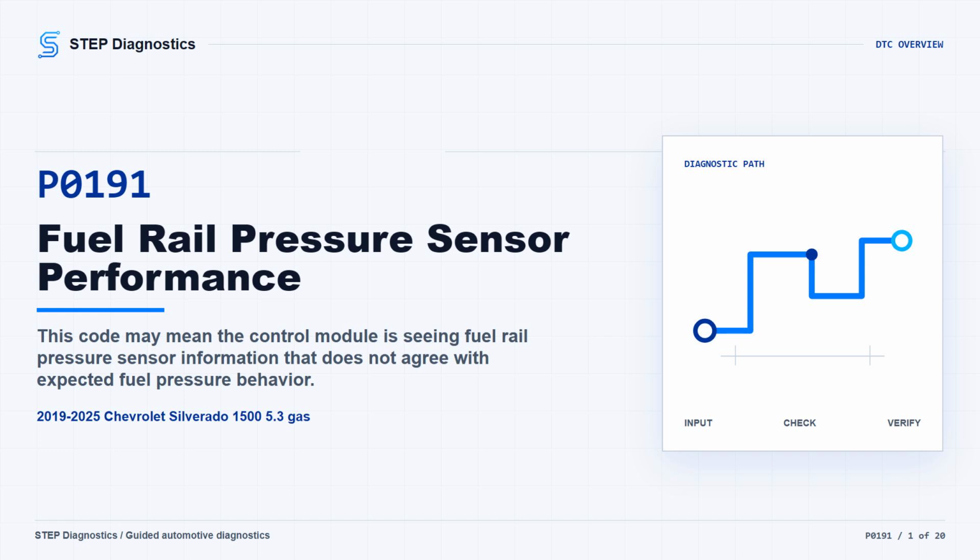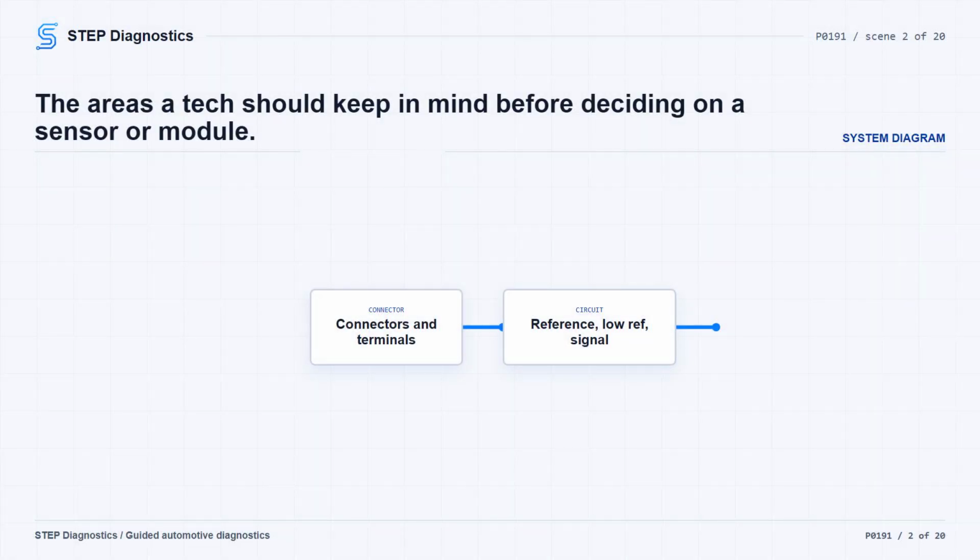conditions. Broad possible fault areas can include the fuel pressure and temperature sensor, the sensor connector, wiring and terminals, the reference supply, the low reference, the signal circuit, or possible control module involvement after the circuit checks support it. If other codes are present, especially codes around reference voltage, signal circuits, low reference, fuel pressure, or related sensor inputs, check what they mean first. This same diagnostic path can also catch faults that did not set their own separate code.